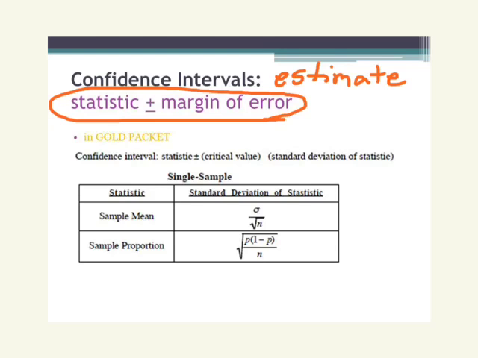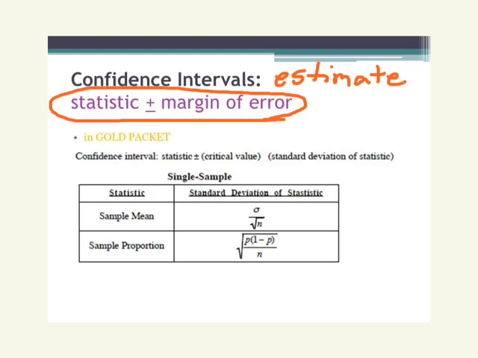So the reason why we're going to add or subtract some margin of error is simply because of what we already understand about statistics. When you think back to Chapter 9 as we studied sampling distributions, we don't expect every statistic to be exactly equal to the population mean or the population proportion, right? We know that x bar is not going to be equal to mu.